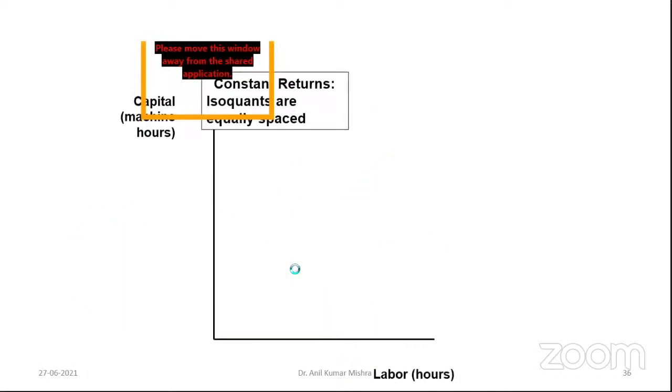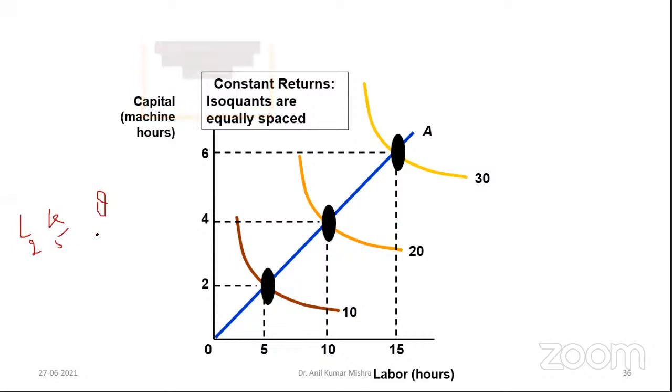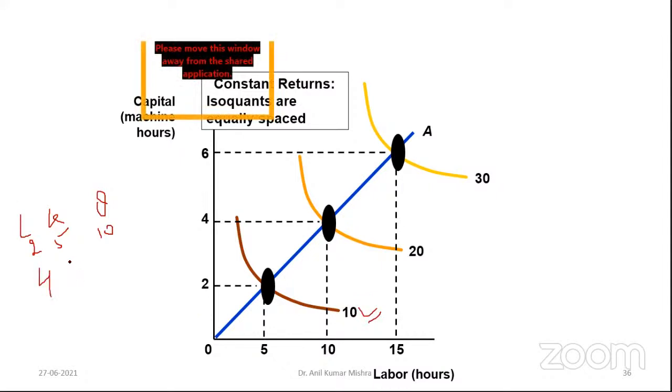Now move to the next, constant return to scale. I take three isoquants, 10, 20, and 30, and the scale line. Here, once again, I write labor and capital, and this is your output. Initially, you use 2 labor and 5 capital to produce 10 units of output. This is the initial situation. If we increase labor 2 times, from 2 to 4, and capital 2 times, from 5 to 10.